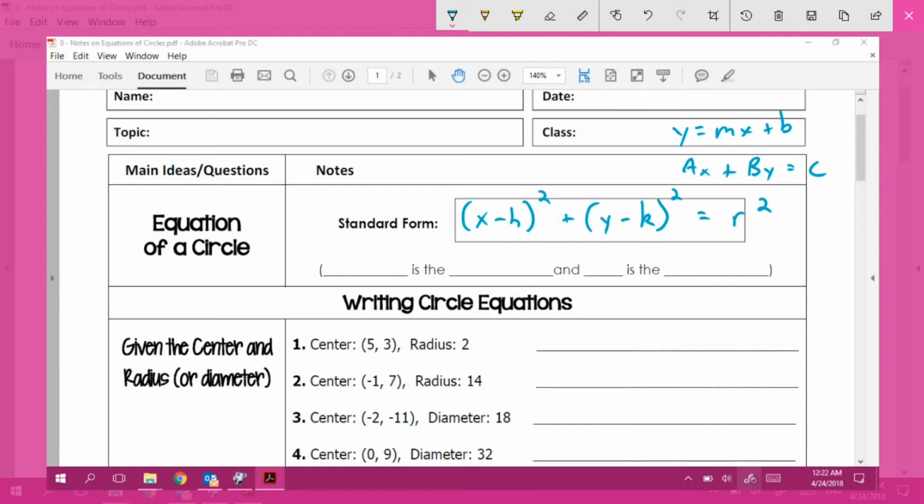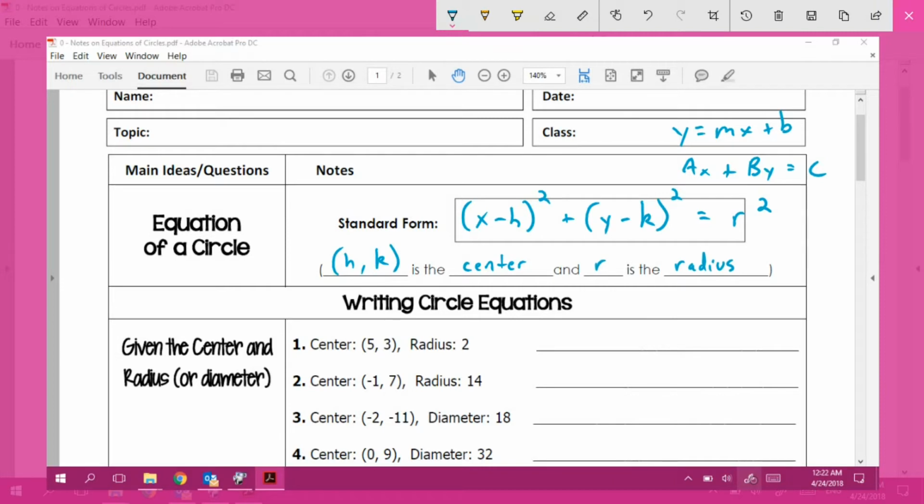So now, what do these things even stand for? Watch this. In parentheses, h, k. Now that represents a point. Remember, in a point, we got two coordinates. So right here, (h, k) is going to be the center of our circle. And r, you guys should know this one, is the radius. R is the radius. All right.